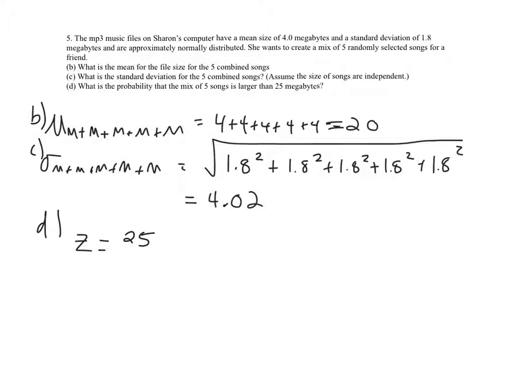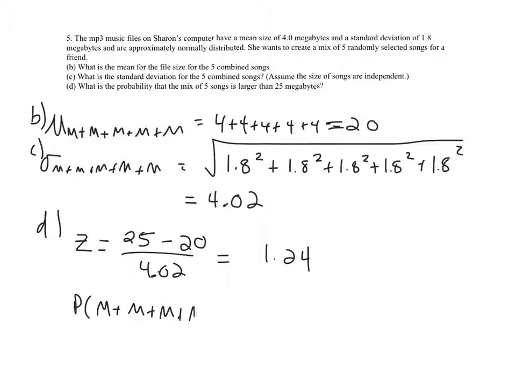My x is the 25 megabytes minus my mean divided by my standard deviation. We end up with a z of 1.24. My probability statement, if you're going to do it with letters, you actually would have to say the probability that M plus M plus M plus M plus M is greater than 25. Otherwise, you can just do the normal, like I tend to do, and just do the z greater than our z-score, 1.24.